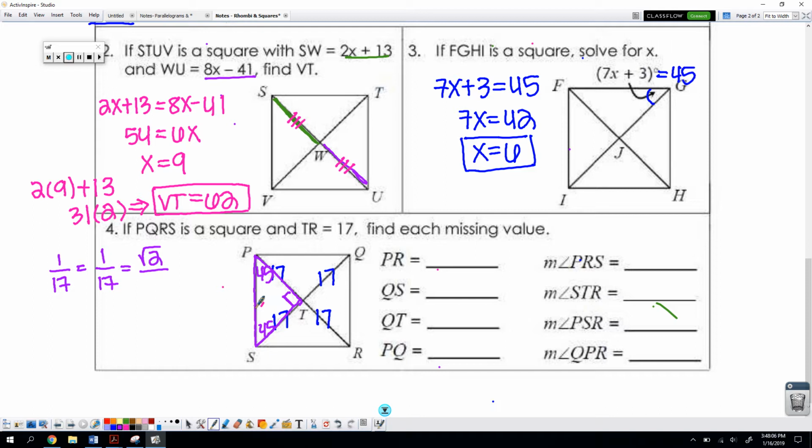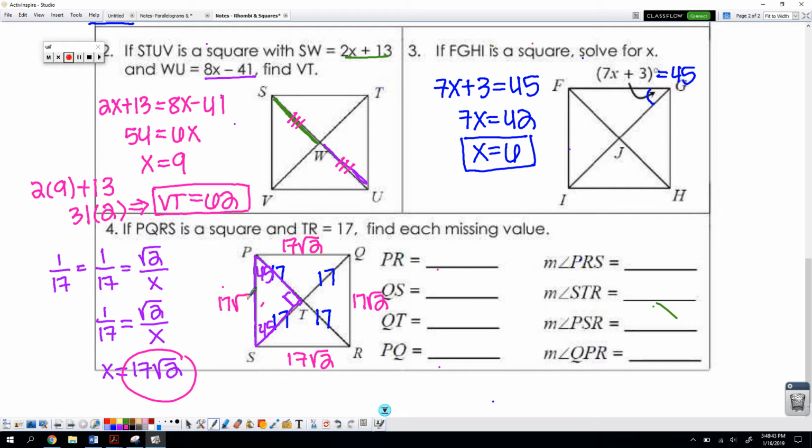Alright, and then I just need to find the last one. And the last one is our hypotenuse, so we'll put an x. And then we'll solve. 1 over 17 equals square root of 2 over x. And then I'm going to cross multiply, and I get x equals 17 square root 2. And that belongs on all of our outsides. So this belongs 17 square root 2, 17 square root 2, 17 square root 2. And our last one, 17 square root 2.